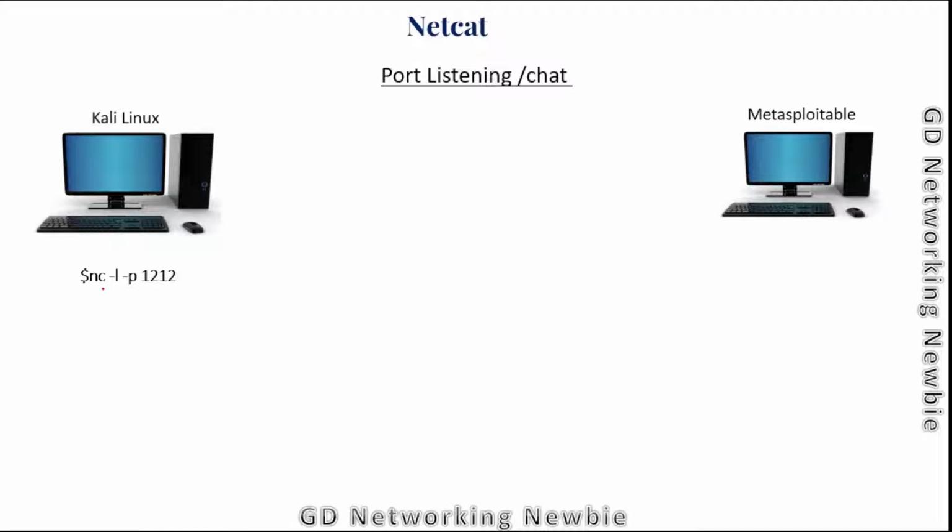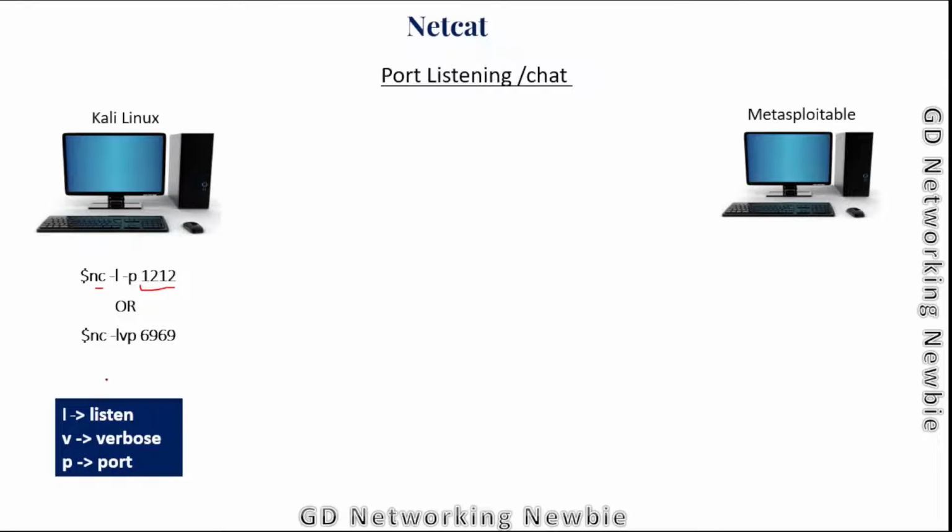On the Kali Linux machine, I will use this command, that is nc -l -p, and then the port number. This L stands for listen. So I'm making this machine ready to listen on this particular port. We can also use verbose mode here. V stands for verbose, meaning it will give further information and details.